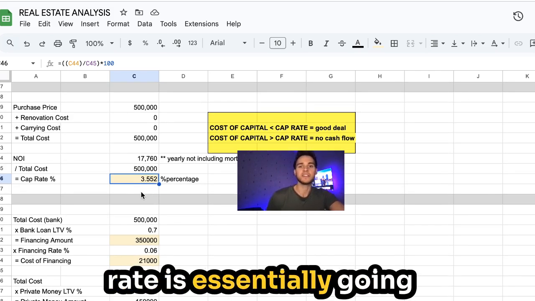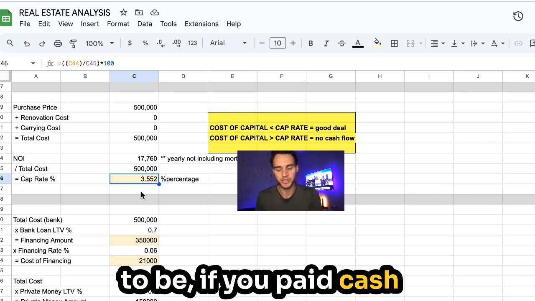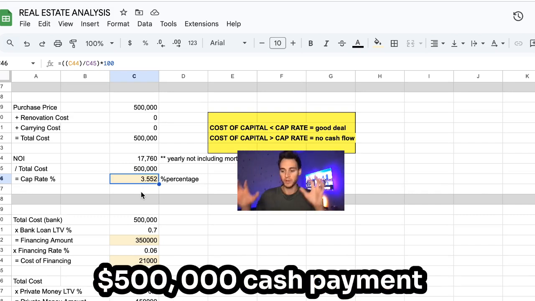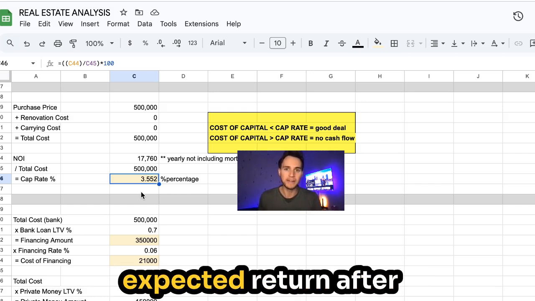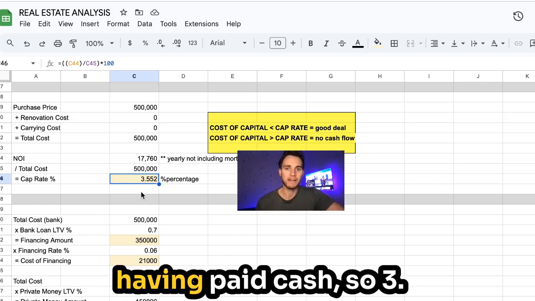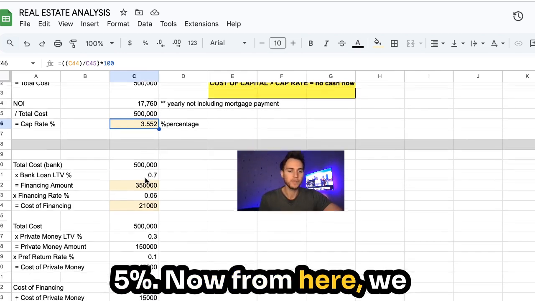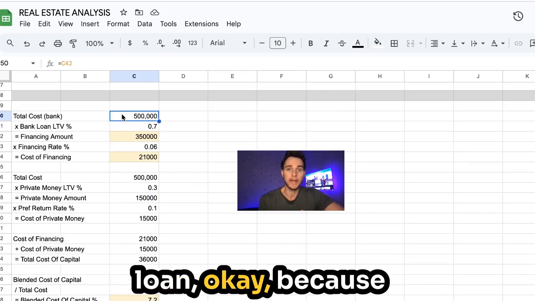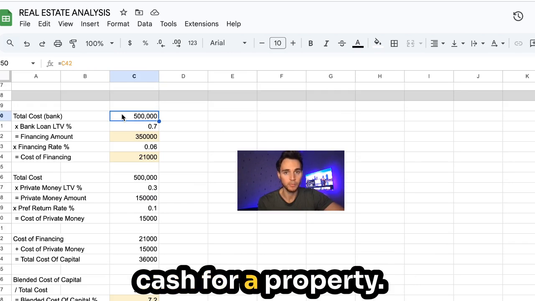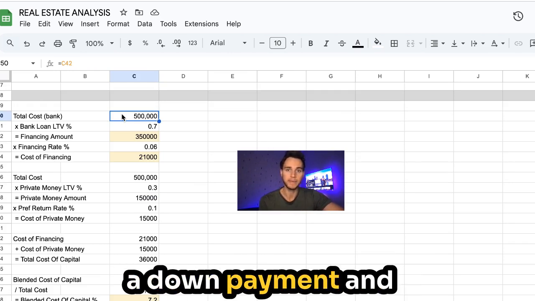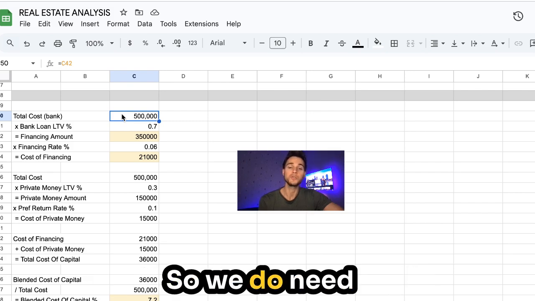But your cap rate is essentially going to be, if you paid cash in full for this property, a $500,000 cash payment for this house, your expected return after having paid cash. So 3.5%. Now from here, we need to look at your loan, okay? Because most people don't pay cash for a property. Most people are putting a down payment and getting a loan for the rest. So we do need to assess that.